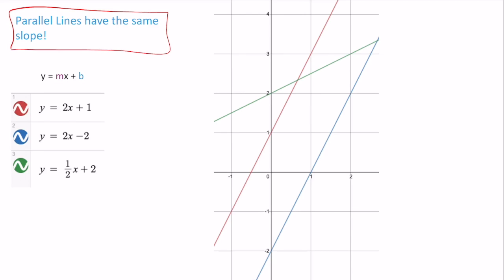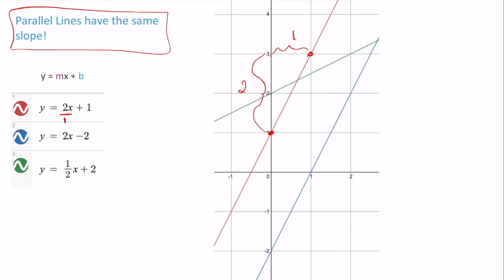Those red and blue lines are never going to cross each other, and that's because they have the same slope. If we look at the red line over here, it says the slope is 2. Remember, I could think about that as a fraction if I wanted: 2 over 1. So I can pick 2 points on the red line. To get from one to the other, I go up 2 over 1. So the rise is 2, the run is 1, and so the slope is 2 over 1.